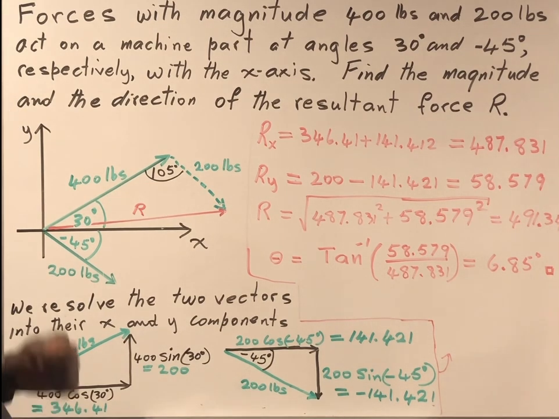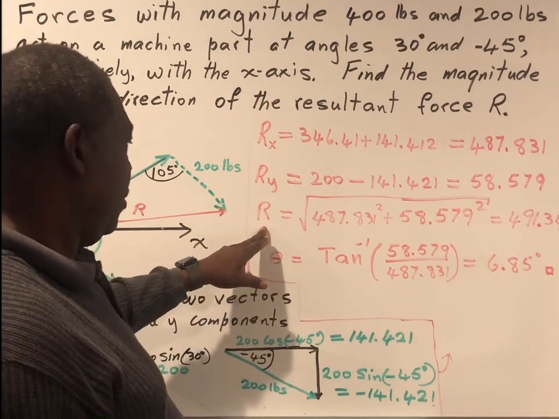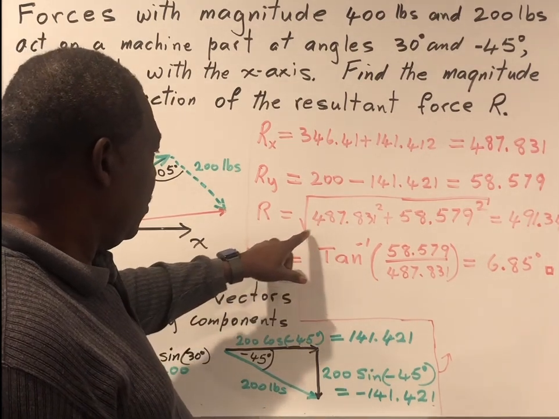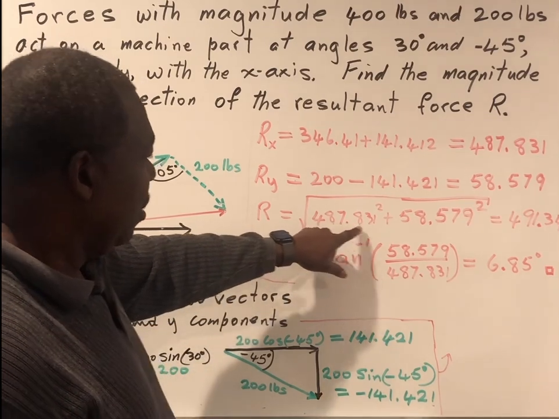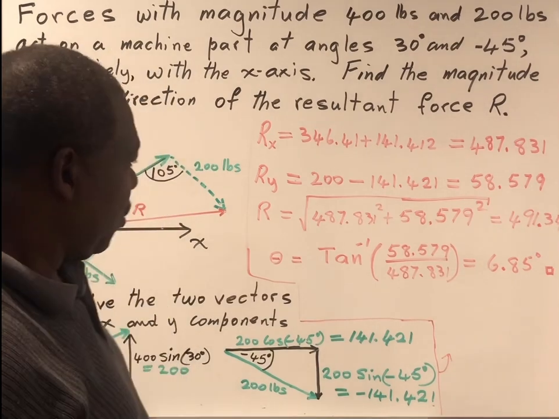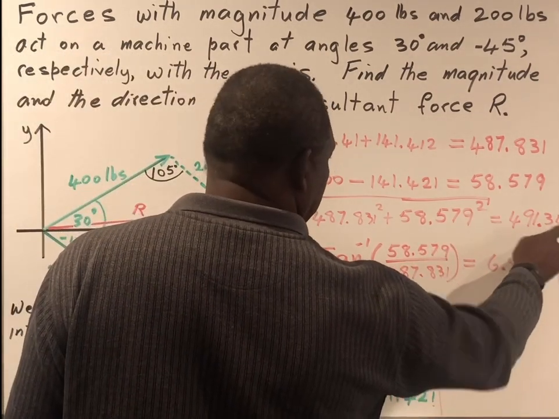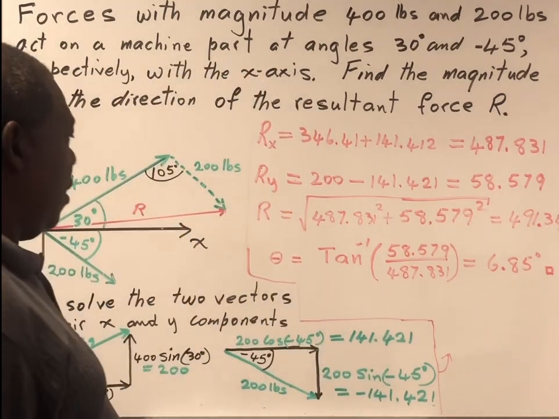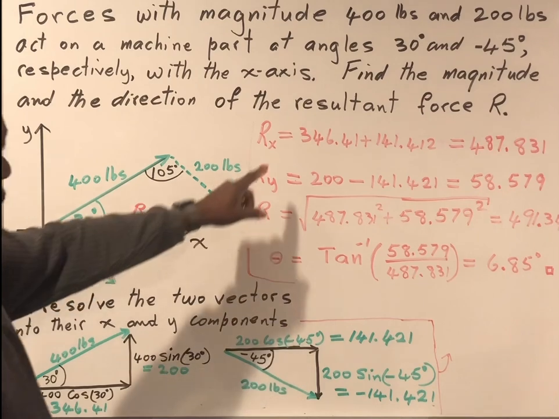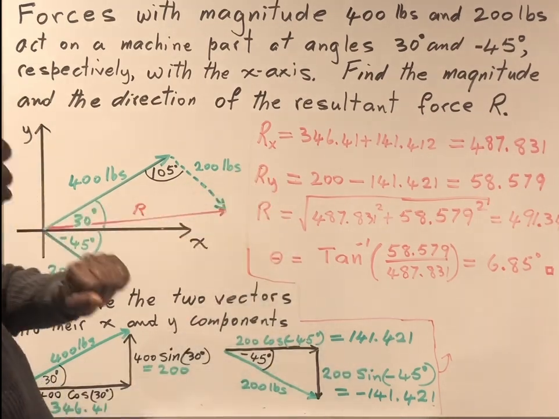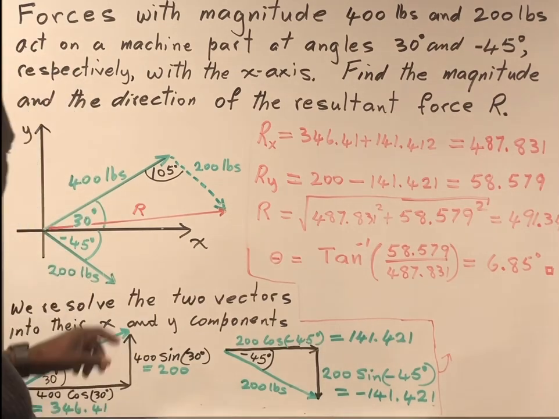pounds. And now R will be equal to the square root of the x component squared plus the y component squared, and that comes out to be 491.34 pounds. So once you have your x component and your y component, you now apply the Pythagorean theorem to give you the resultant force R.